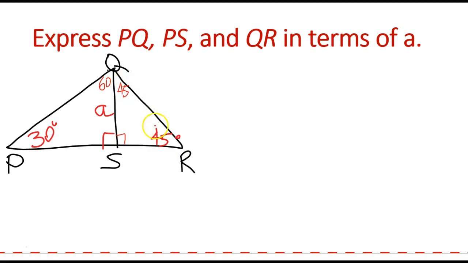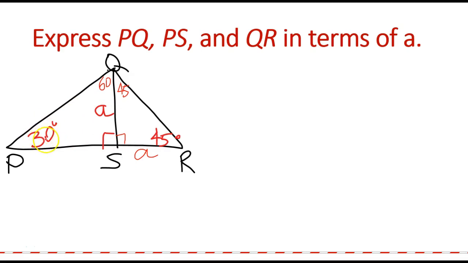So in 45, what is A? This is one of the legs, which is A. The other leg is going to be what? A also, because both of them have to be equal. Because in the 45 degree triangle, the two legs have to be equal, because it's isosceles.